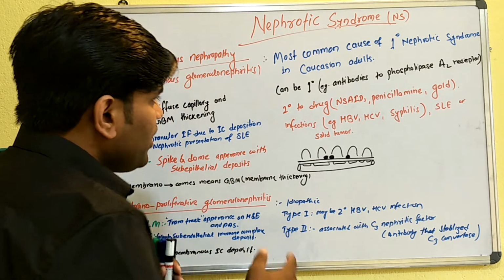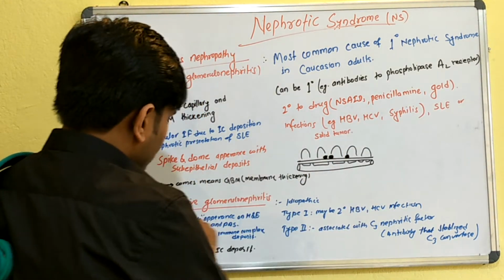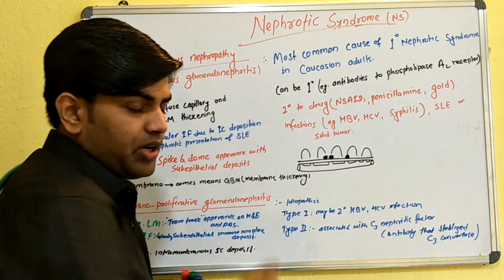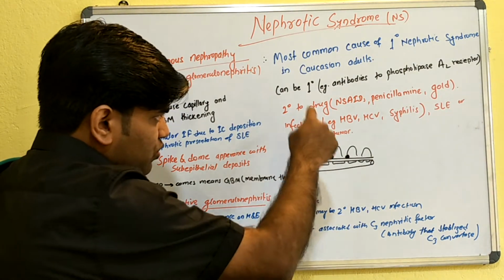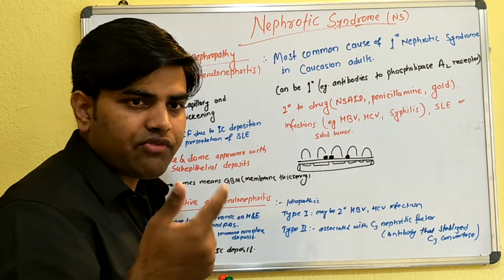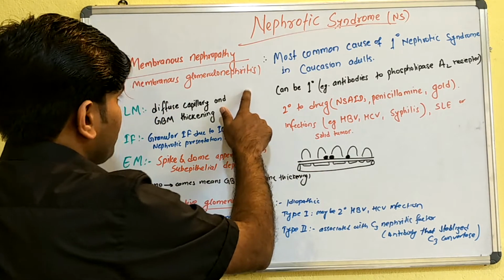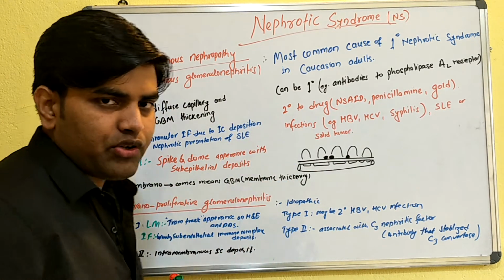Now, solid tumor also. In hepatitis B and C, membranoproliferative glomerulonephritis is also secondary to hepatitis B and C. So you should keep in your mind that when they are talking about a patient with hepatitis B or C infection who is developing nephrotic syndrome, it will be due to either membranous nephropathy or membranoproliferative glomerulonephritis.